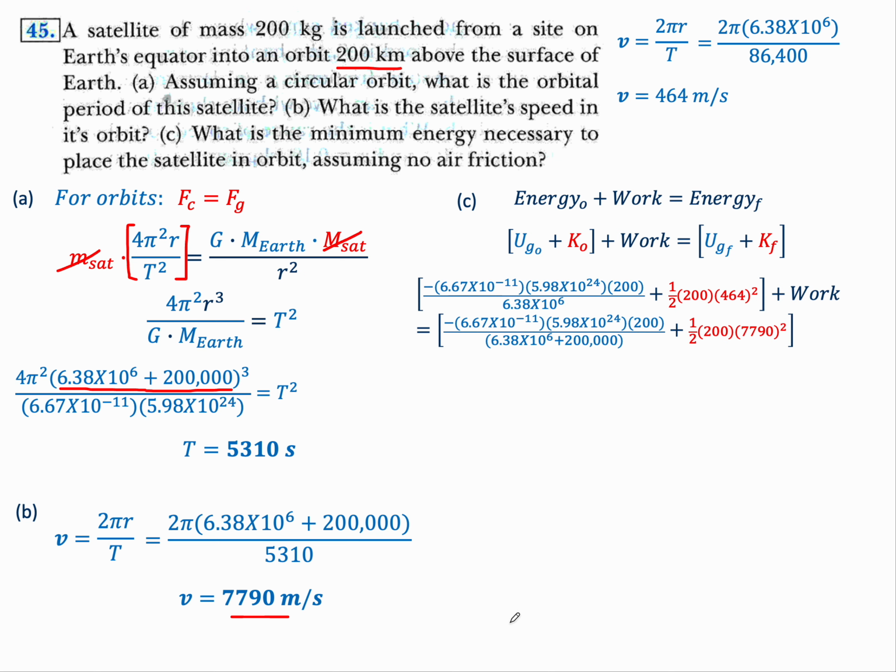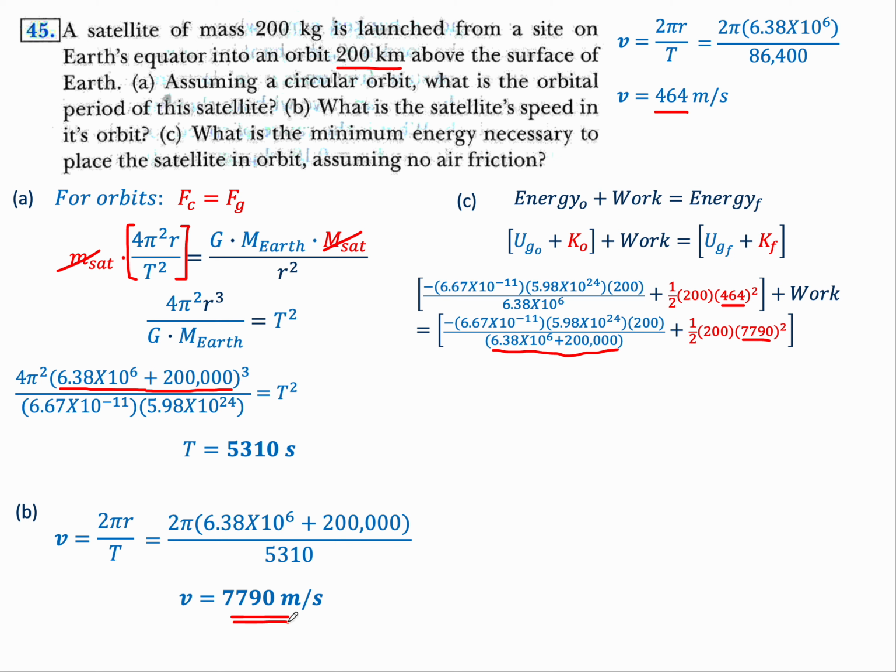And I know, my apologies. So for gravitational potential energy, negative G m1 m2 over r, this is before its launch, it's at the radius of the Earth, plus its kinetic energy at that point, 1/2 mv squared, where this 464 is coming directly from up here. Plus any work done, and then when it's in orbit, its gravitational potential is going to be this, r has changed, and its kinetic energy is going to be this based upon the velocity it's going to have in orbit.